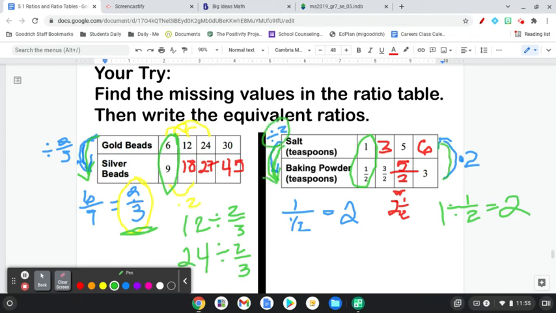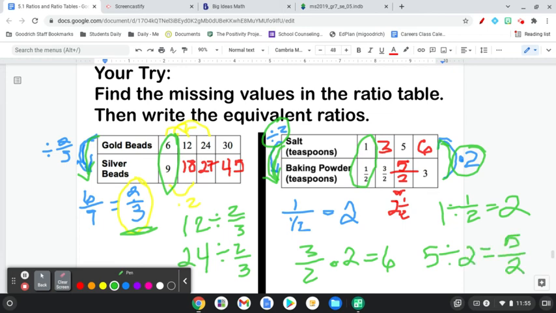And to get from the bottom to the top, I do the opposite of times by 2. So 3/2 times 2 is 3. 5 divided by 2 is 5/2. 3 times 2 is 6. So using that ratio value can get you from the top row to the bottom.